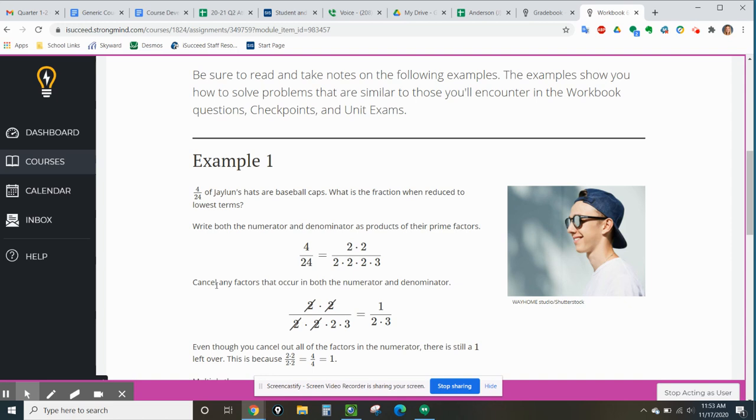Cancel any factors that occur in both the numerator and the denominator. So since there's a 2 up here and a 2 down here, I can cancel those 2's out. There's another 2 on top and another 2 on the bottom. I can cancel those out.